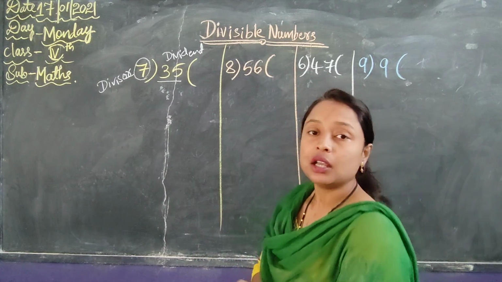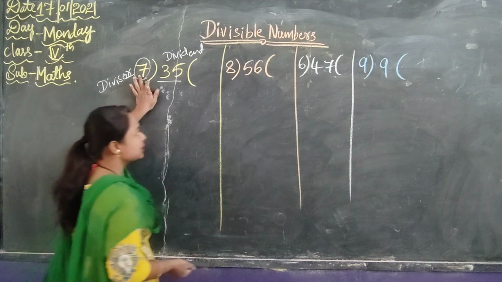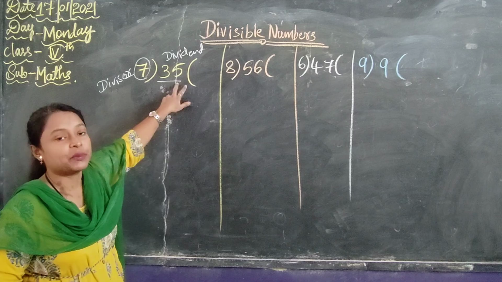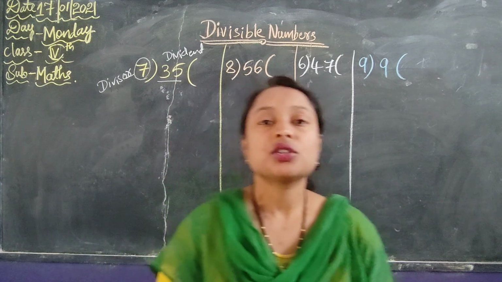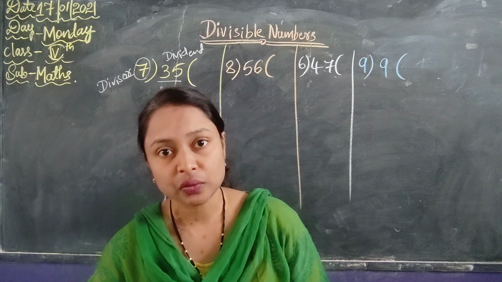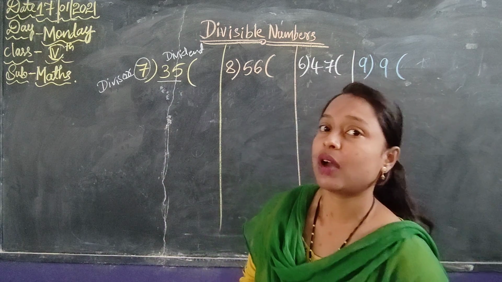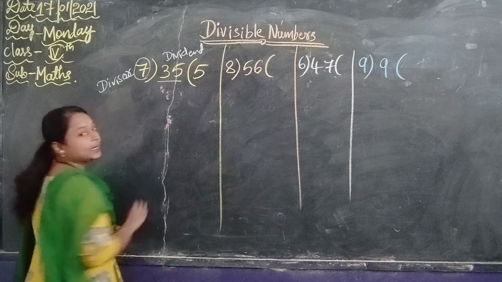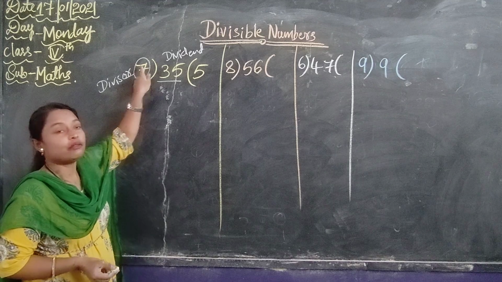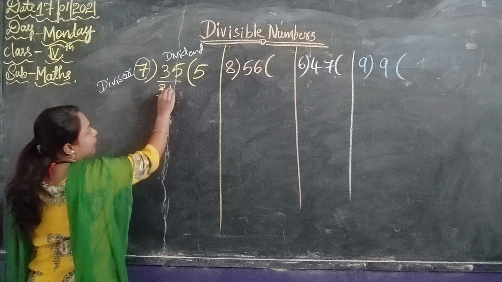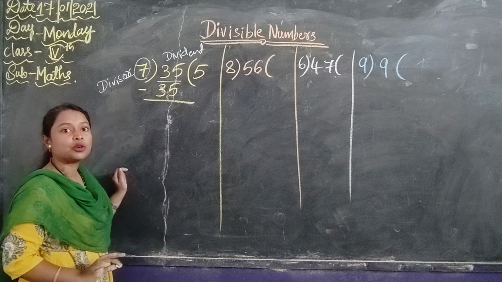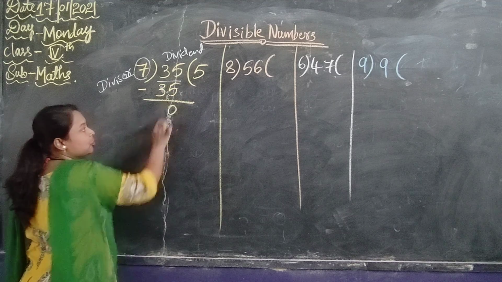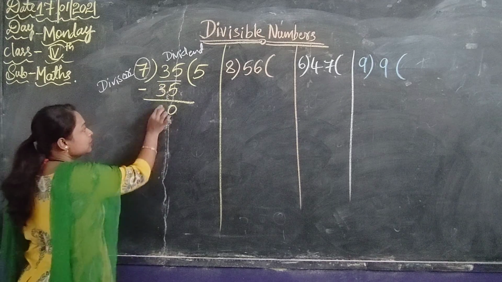Okay, so let's start dividing this one. 7 is the divisor. In this table we have to divide 35. Now we have to check, is there 35 in the 7 table? 7 ones are 7, 7 twos are 14, 7 threes are 21, 7 fours are 28, 7 fives are 35. Yes, it is there in the 7 table. Then we have to subtract 7 fives are 35. 5 minus 5 is 0, 3 minus 3 is 0.